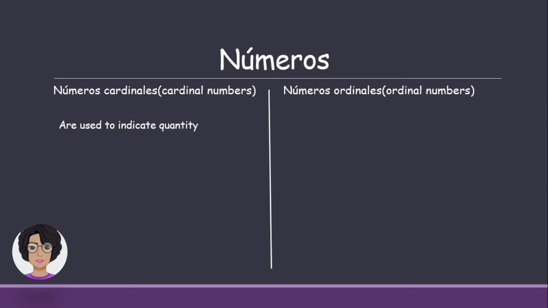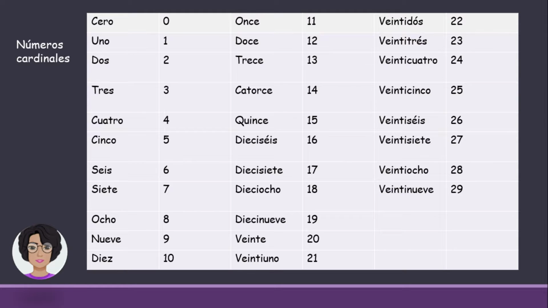The first group is used to express a number of people, animals, or things. Basically, they are used to indicate quantity. But the second group is used to indicate order. So let's practice a little bit. Okay, so here we have the cardinal numbers from 0 to 29.